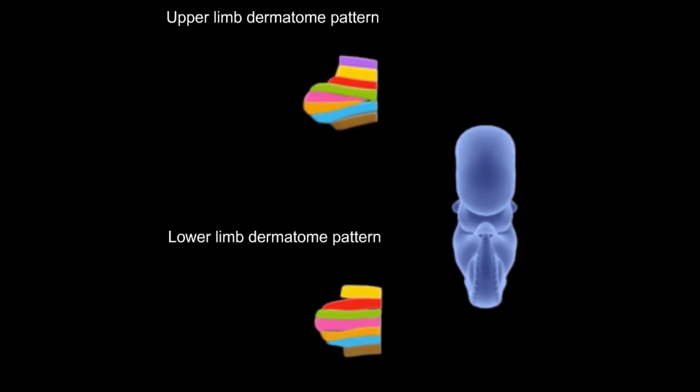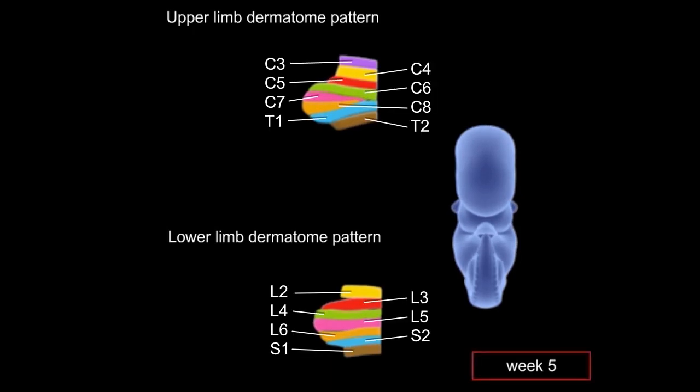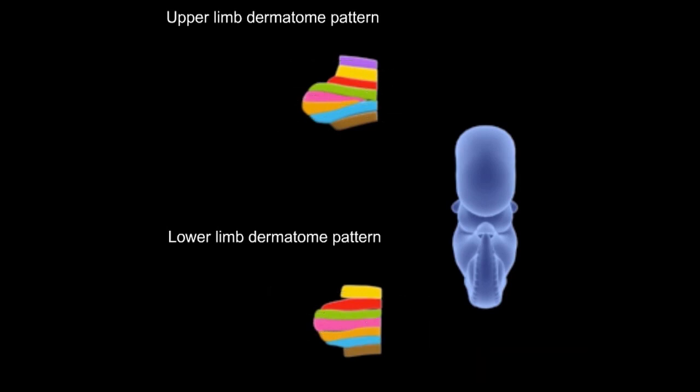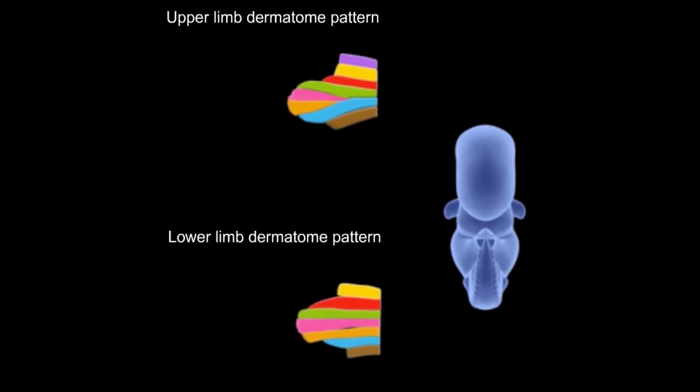During the 5th week of development, peripheral nerves grow into the limb buds. A dermatome is the area of skin supplied by a single spinal nerve. The spinal nerves are distributed segmentally as dermatomal patterns. However, limb rotation affects the initial distribution of sensory innervation of the skin.